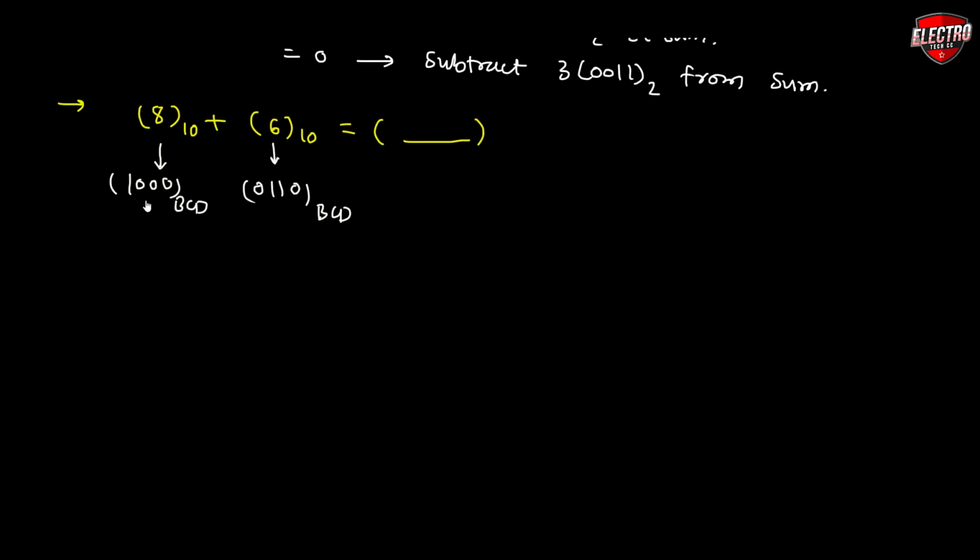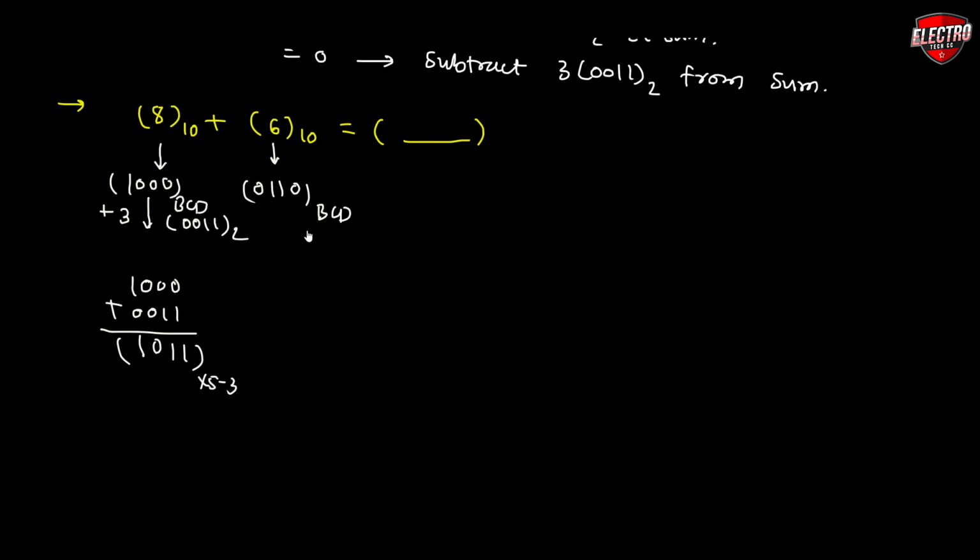Now if you want to convert this BCD code into Excess-3 code, then we have to add 3 to the BCD code, and the value for 3 in binary is 0011. So if we add 3 to this BCD code, we get plus 0011, 0 plus 1 is 1, 0 plus 1 is 1, 0 plus 0 is 0, 1 plus 0 is equal to 1. This is the final Excess-3 code for 8.